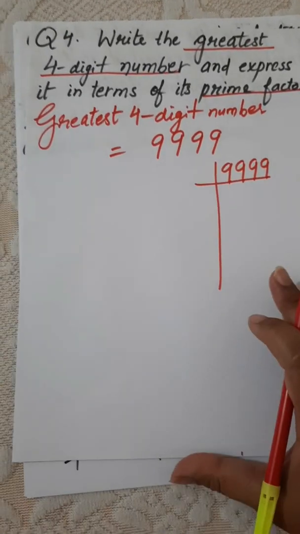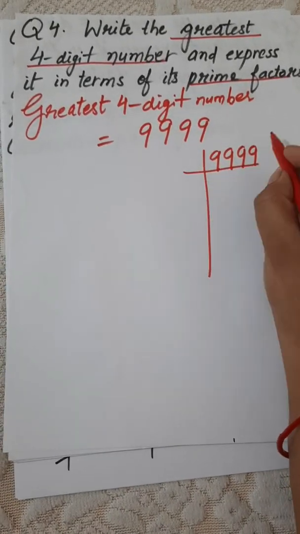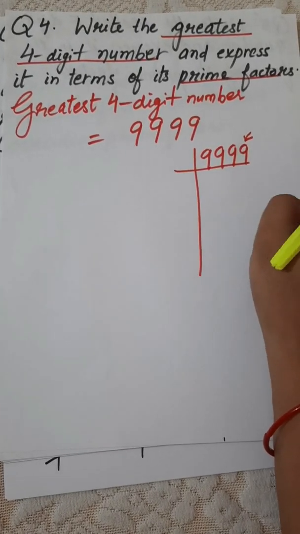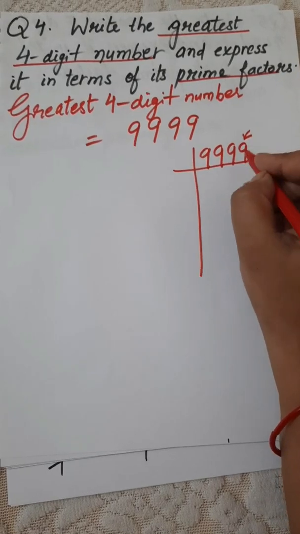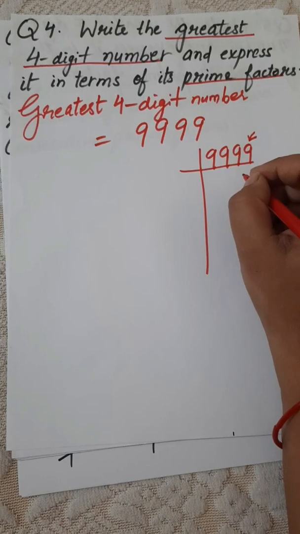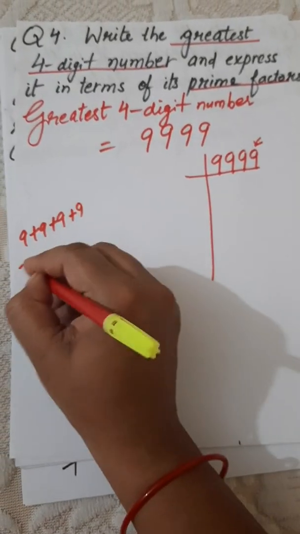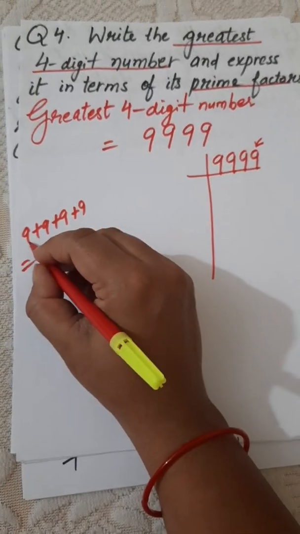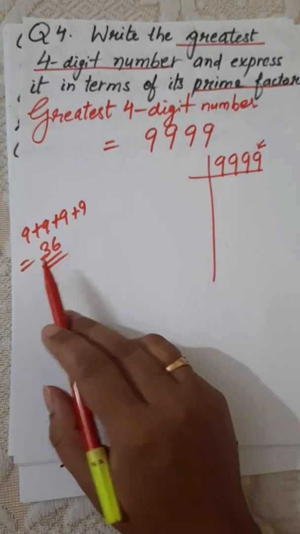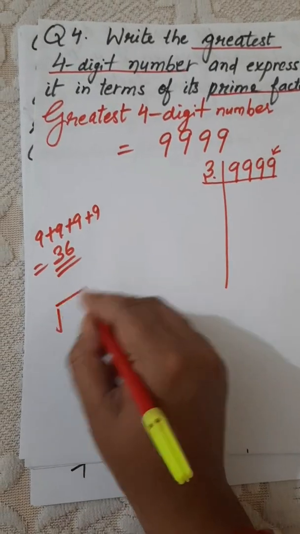9999. Whenever you start the prime factorization, always start from the smallest number, that is 2. As we know that if the digit at ones place is 0, 2, 4, 6 or 8, then it is divisible by 2. But here we have 9, so it is clear it is not divisible by 2. If you have to check whether the number is divisible by 3 or not, just add all the digits. So after adding all the digits, what do you get? 9 plus 9, 18. Then after this, I will get 36, and 36 is a multiple of 3, so it is divisible by 3.